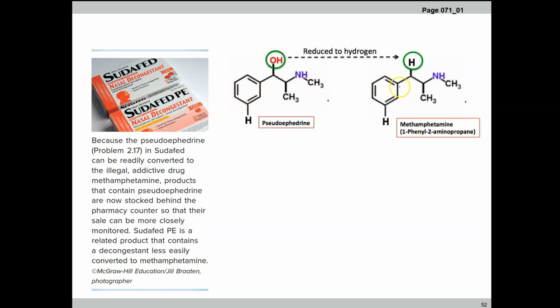So in terms of Sudafed PE, it will have some other groups on this chain that will block that reduction, because it will have a more reactive side chain that would react first. So it would require multiple steps to get to this, which a lot of people can't do in their kitchens, for example. That's why there's a restriction on how many of these you can typically buy over the counter in the store. But some of the versions, Sudafed PE, for example, are less regulated because of that molecular change.